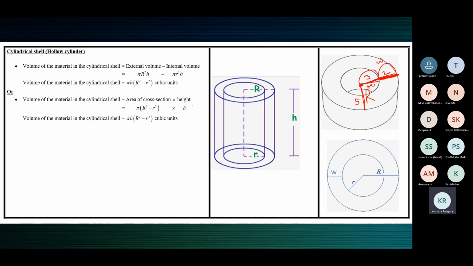So now these are two concentric circles. This is the inner radius referred to by the letter small r, and the thickness is usually denoted by the letter w, and the capital R, or what is this? The outer radius.